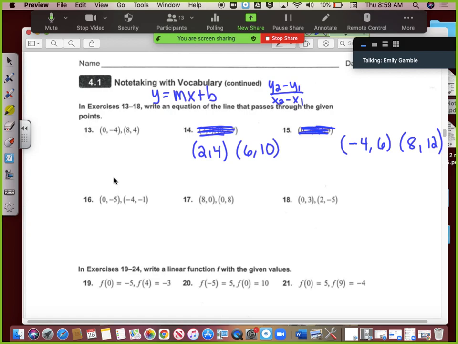If the y-intercept is given, it's easy. You just find the slope and you're done. You put it right into the formula. If the y-intercept is not given, then after you find the slope, you also have to find the y-intercept and then put it into the formula. Number 13 is the easiest of these three problems because the y-intercept is given.